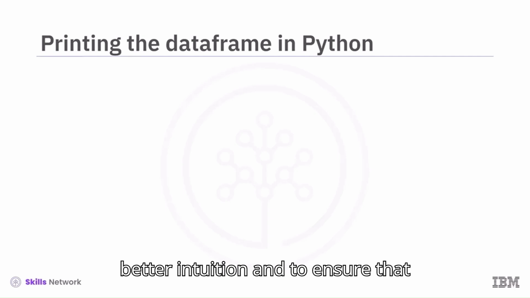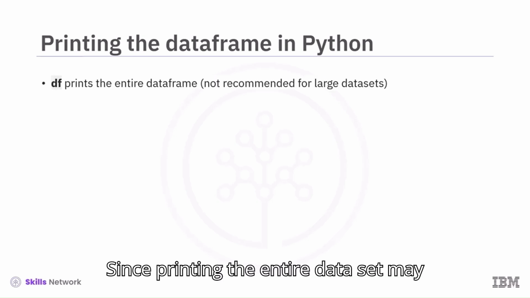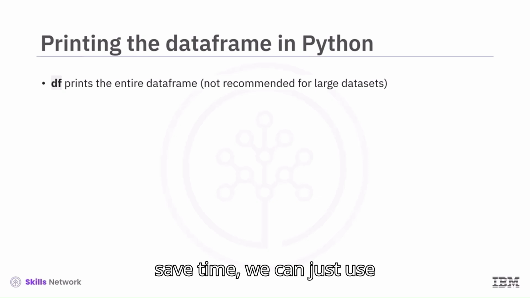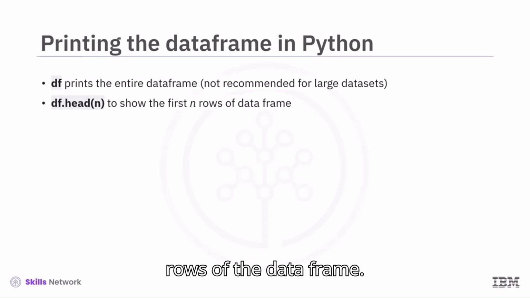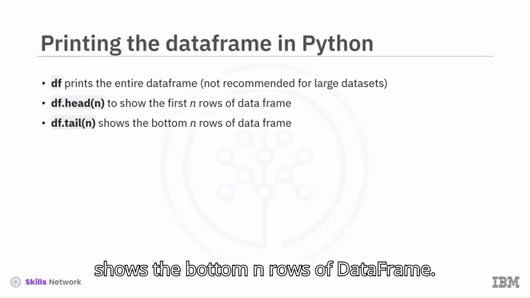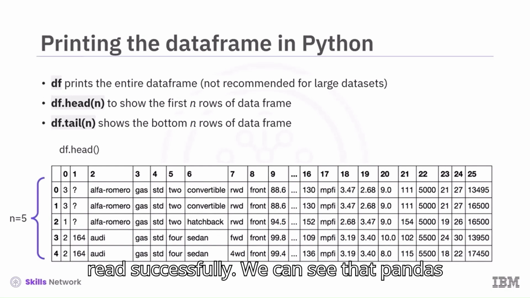After reading the dataset, it is a good idea to look at the data frame to get a better intuition and to ensure that everything occurred the way you expected. Since printing the entire dataset may take up too much time and resources, to save time, we can just use dataframe.head to show the first n rows of the data frame. Similarly, dataframe.tail shows the bottom n rows of the data frame. Here we printed out the first 5 rows of data. It seems that the dataset was read successfully.